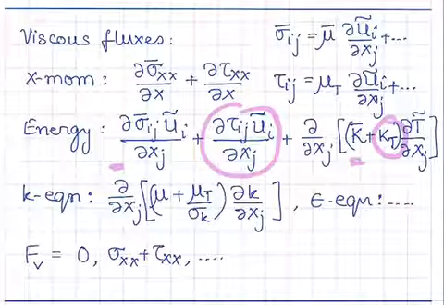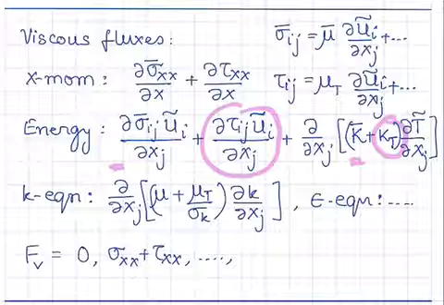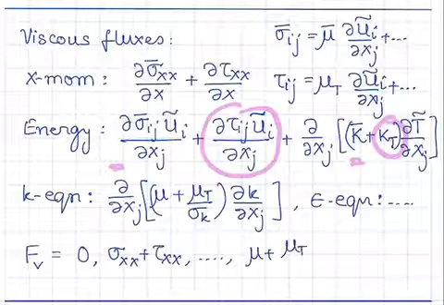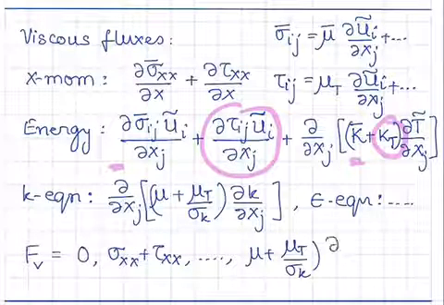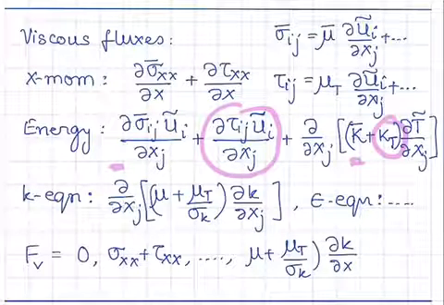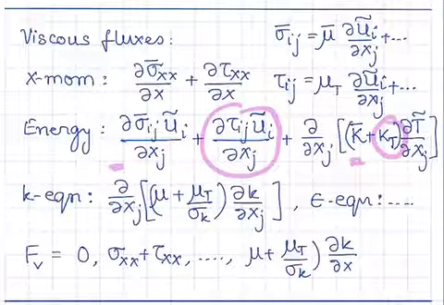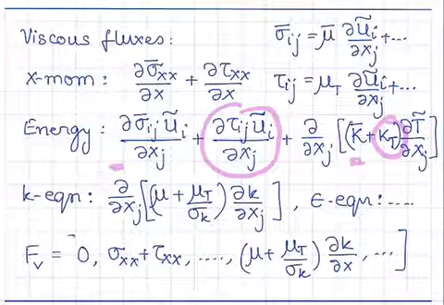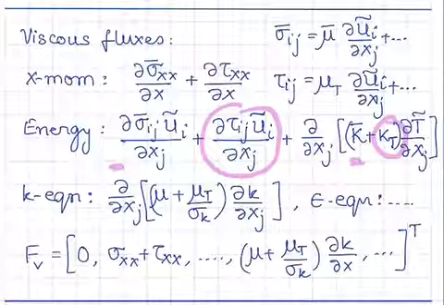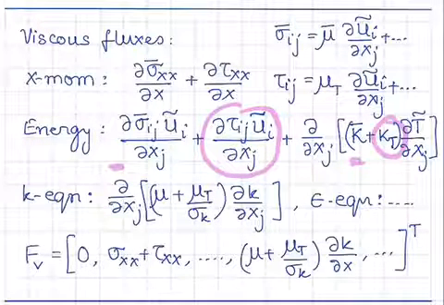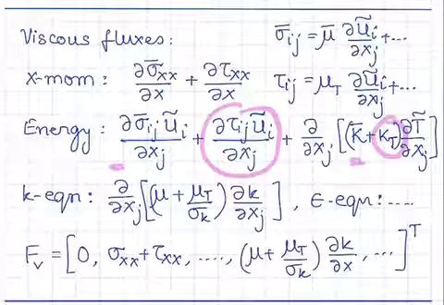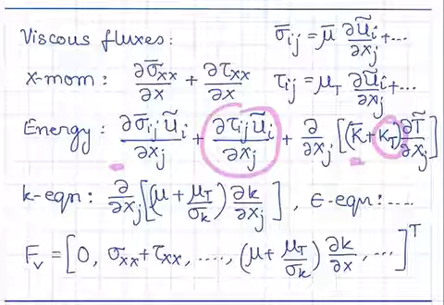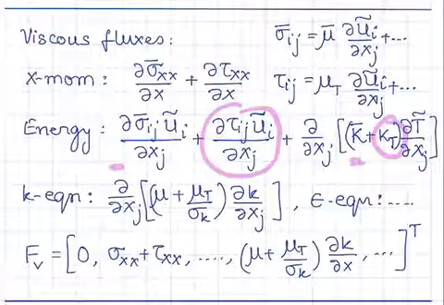We will focus on the K and epsilon equations, the turbulence equations, and here we will write mu plus mu_t over sigma_k times dk/dx, and a similar term for epsilon. The whole thing is the viscous flux vector and the transpose of that. I started out writing for 1D flow, but at some point I switched to full 3D expressions. So for 1D, i and j equal to 1. So you can work that out.